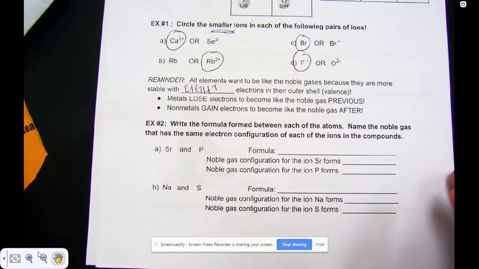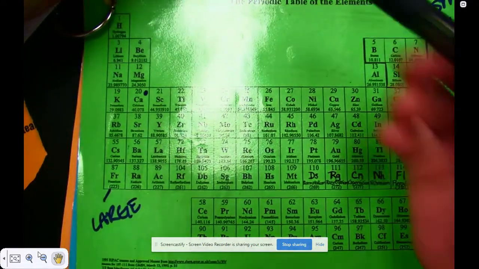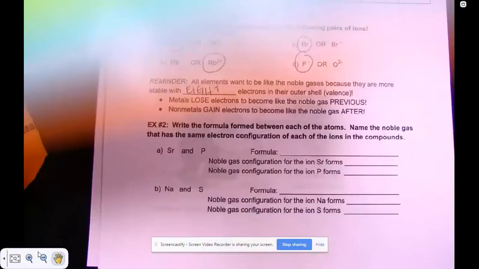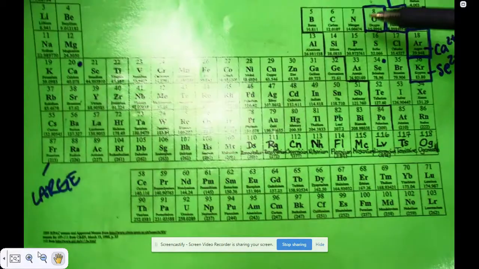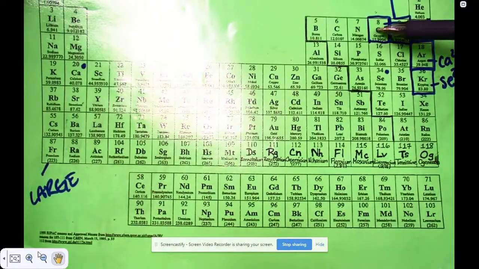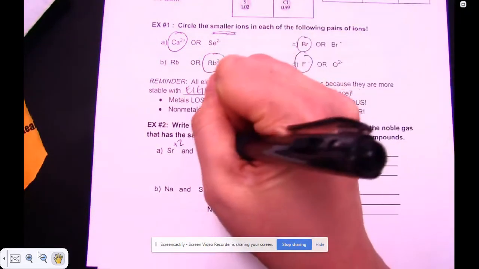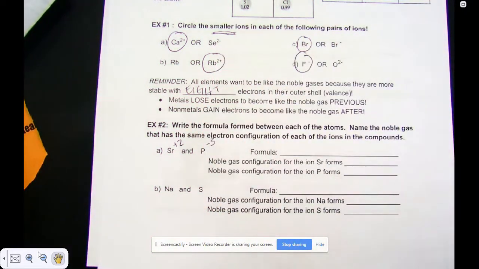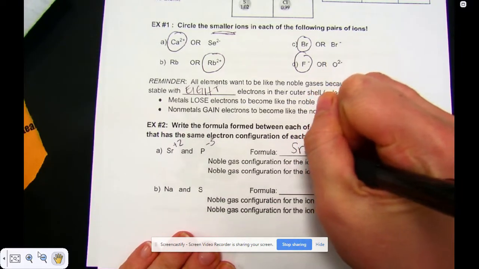So strontium, all right, strontium forms a positive 2 charge. We know this because it's in the second column right here, so strontium's right here, so that's a positive 2. So this forms positive 2. Phosphorus is in that negative 3, negative 1, negative 2, negative 3 row. So phosphorus is forming a negative 3 charge. Its formula we find by just crisscrossing those charges. So this becomes Sr3P2.